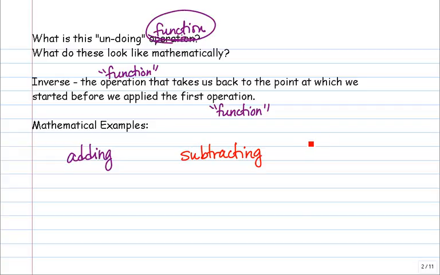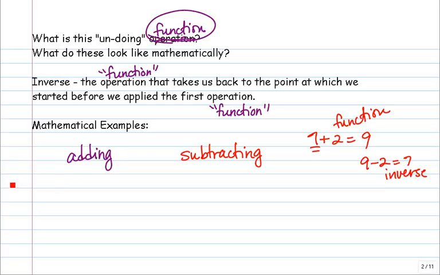Like let's say I start with the number 7 and I add 2 to it and I get 9. Well, what do I have to do to the 9 to get back to the number I started with? Right, I have to subtract 2. Okay, so there was my function, and then the undoing function, or the inverse.